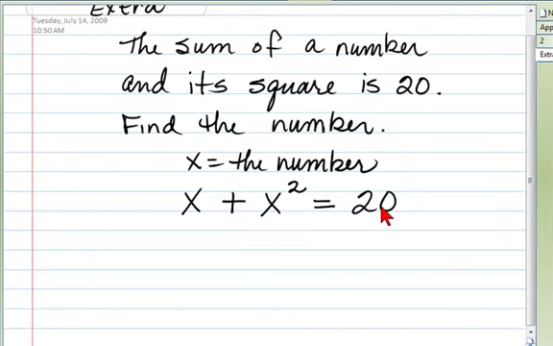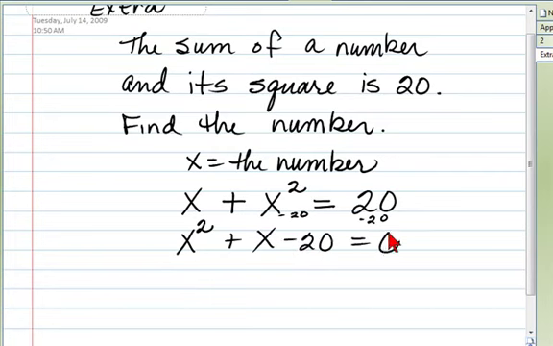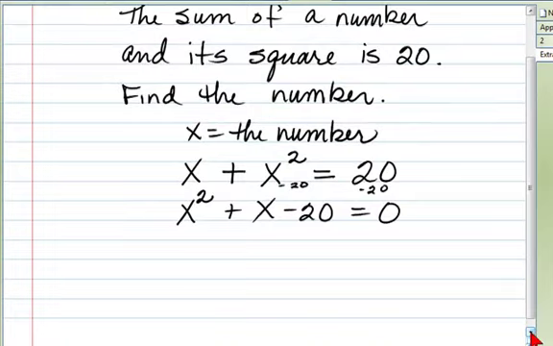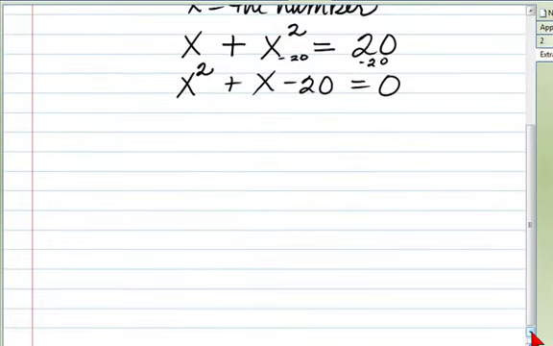Is it in the right form? No. All right, first thing I'd like to do is flip these two as far as position. I'd like the leading term to be the x squared and the second term to be the x. And I'm going to subtract 20 from both sides so that I have x squared plus x minus 20 is equal to 0. That's a quadratic equation in the correct form now.